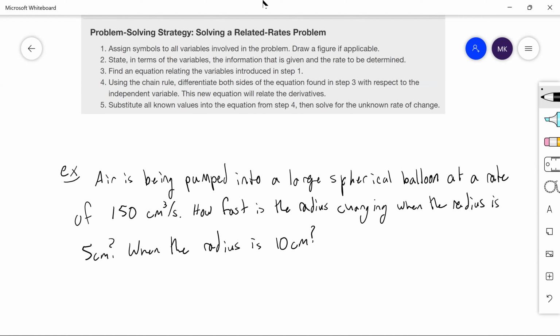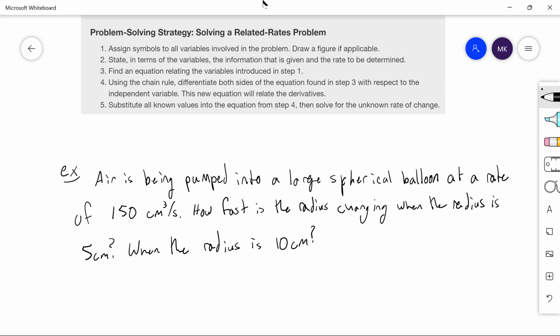So what this problem is doing is it's giving us information about the volume of this balloon, but it's asking us questions about the radius. And this is what this whole chapter goes off of, it's related rates. So we're able to relate the ideas in here, the values of radius and volume, they're related to each other.